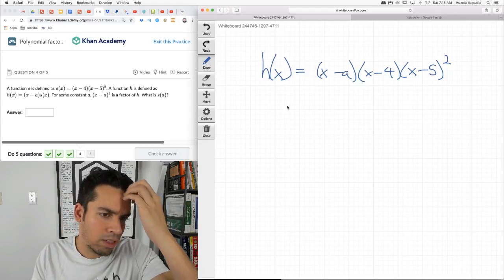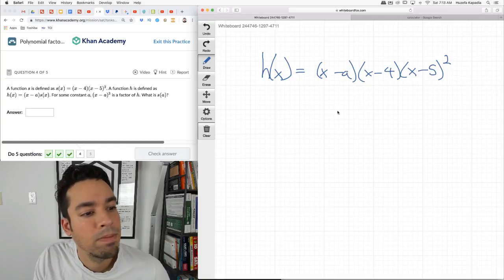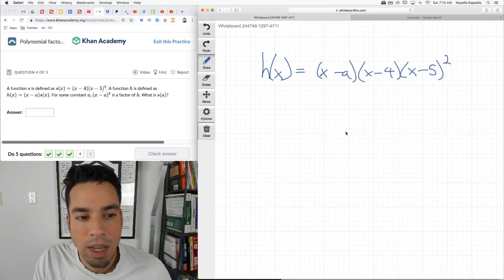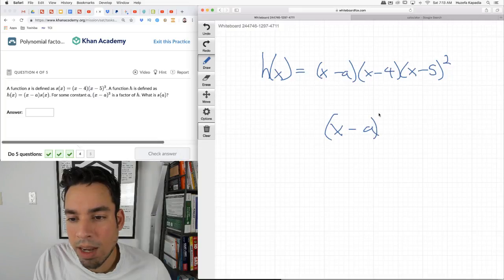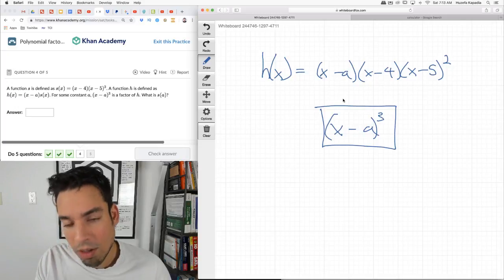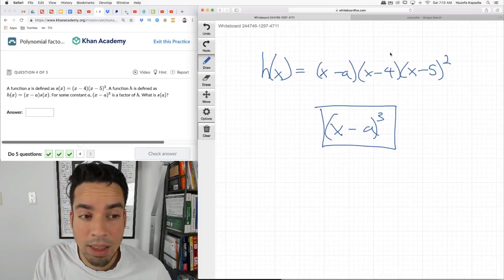Okay, got it. So x minus a cubed. Oh, I got it. So this is supposedly a factor of this function. Well, wait a minute. If this is to the third power and it's a factor of this, then something up here has to be to the third power. I mean, it only makes sense. I think that's what they're going with.